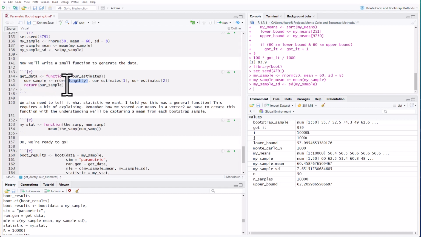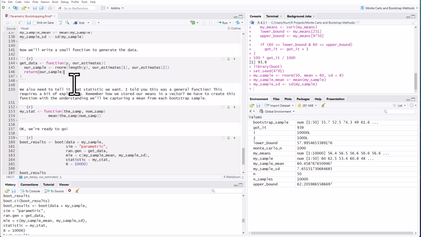That's the basic function that's going to get called. And remember, it's going to get called many times, depending upon how many times I want it to be called, as I'll show you here in a moment. We also could be doing this bootstrap for any statistic. It doesn't have to be the mean.